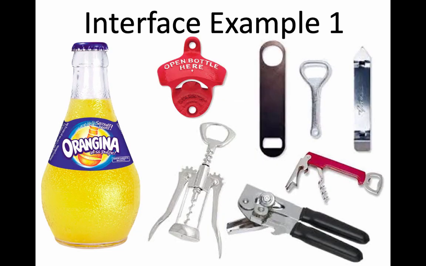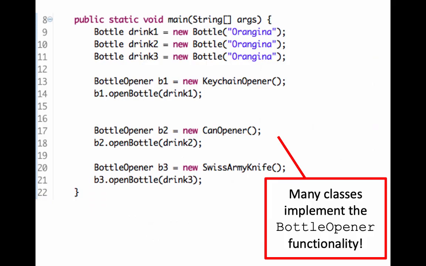Okay, so my first example of an interface is that of a bottle opener. So I have some Orangina, and I have all these different types of bottle openers. And it really doesn't matter to me which one I use because they all competently open a bottle. So you could imagine modeling that. So I've got a bottle, and then I've got different types of bottle openers.